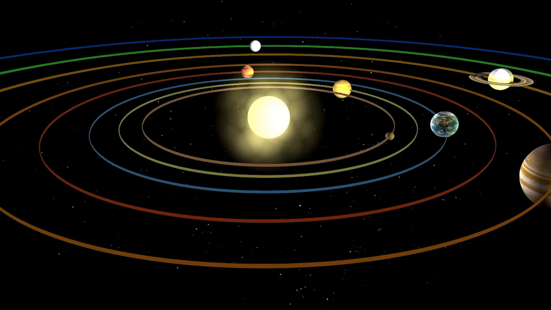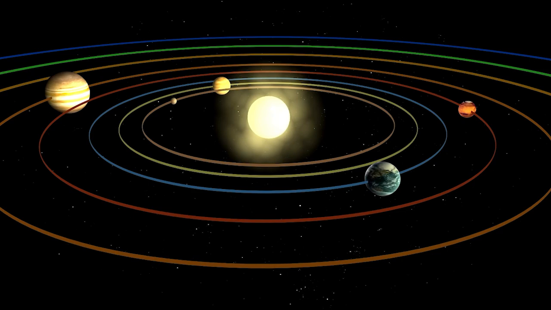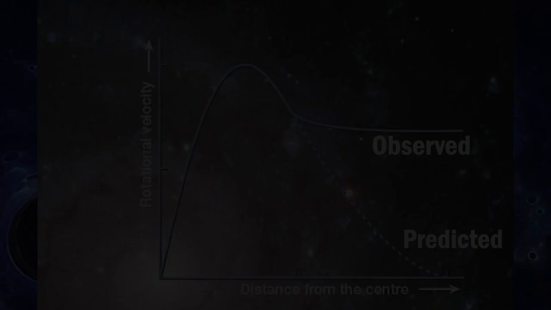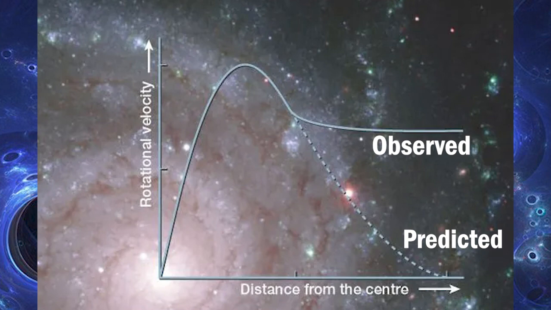The planets orbit the sun with decreasing speed the further away from the center you go, just as the law of gravitation predicts. However, when we observe galaxies, the velocities of stars do drop as predicted by the inverse square law in the inner galaxy. But instead of continuing to drop as we move further away from the center of the galaxy, the velocities level off beyond a certain point. This flattening of galaxy rotation speeds was discovered by the astronomer Vera Rubin in the 1970s.